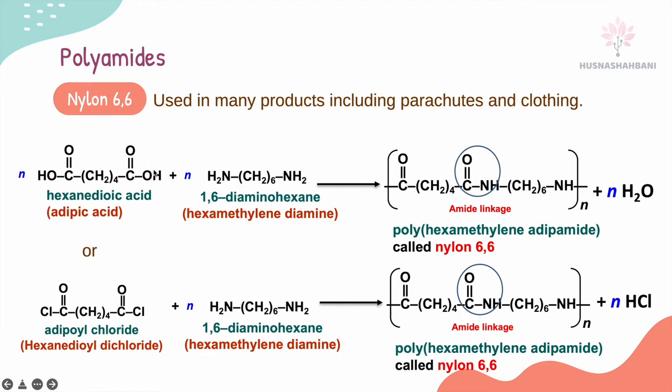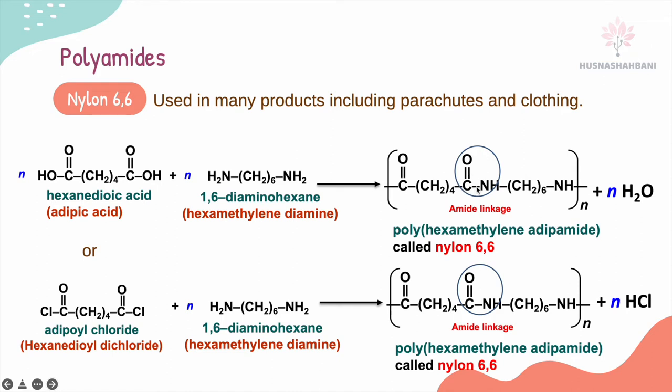On the carboxyl group, remove the OH. For both carboxyl group parts, remove OH on the right, remove OH on the left. In the amine, remove 1 hydrogen on the left, remove 1 hydrogen on the right. And the nitrogen that is involved in removal of hydrogen will form a bond with the carbon double bond O that is involved in removal of OH. So this is the amide linkage over here.